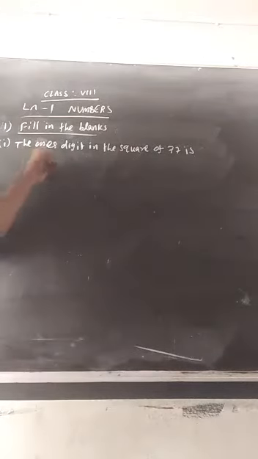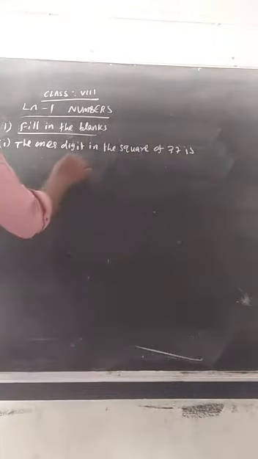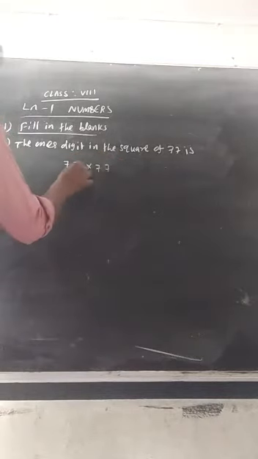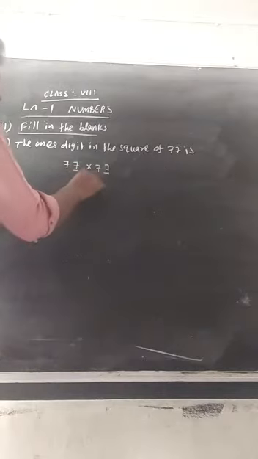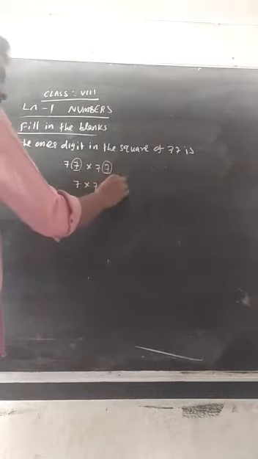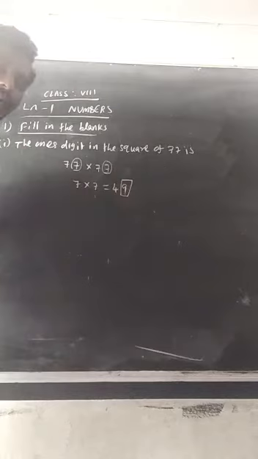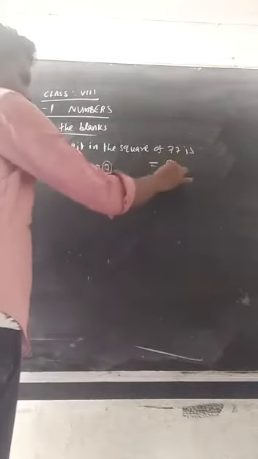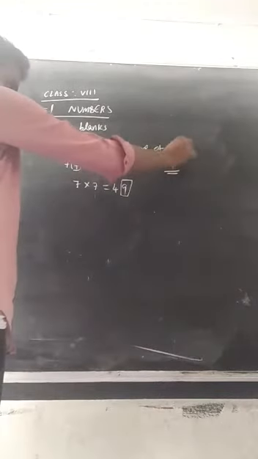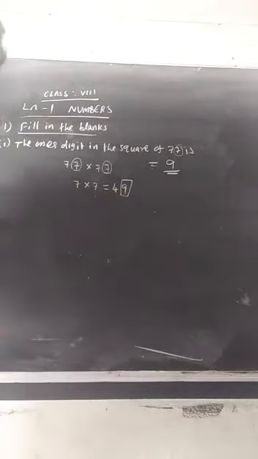Fill in the blanks. The ones digit in the square of 77 is... ones digit means we know that. See, 77 into 77. For the ones digit, take this and this alone. 7 sevens are 49. Here, what is the final answer? Ones digit, so the answer is 9. Ones digit means take the last number and multiply it two times. 7 into 7, answer 49. So the last number is 9. So that is the answer.